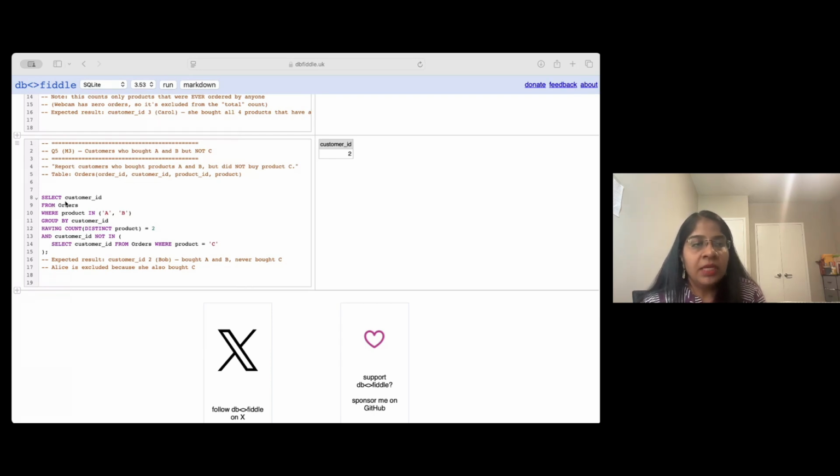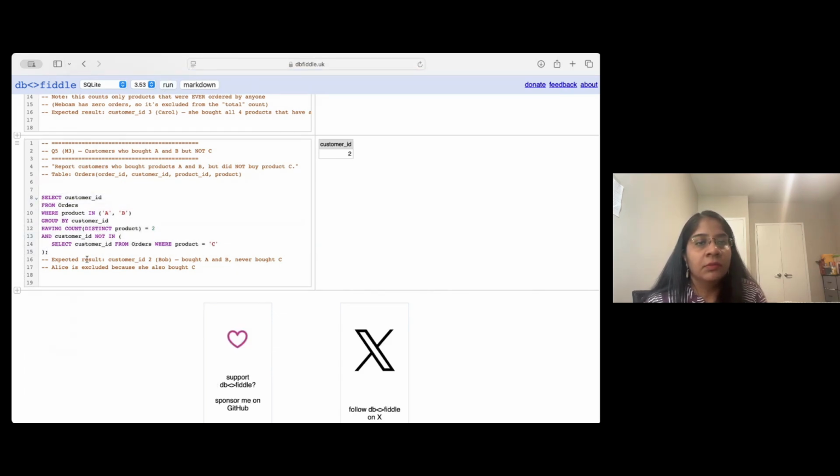So the query would look like: select customer ID from orders where product in A, B, group by customer ID, having the count of distinct equal to 2, because here we only have 2 products that need to be bought. And then the customer ID not in the customers from the orders table where product is equal to C. Now when you run this query, you get the expected answer to be Bob, who has bought A and B and never bought C.